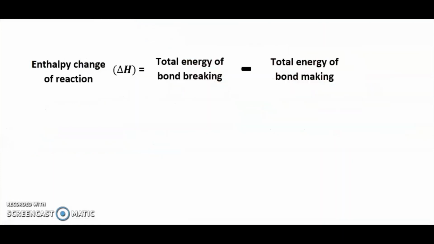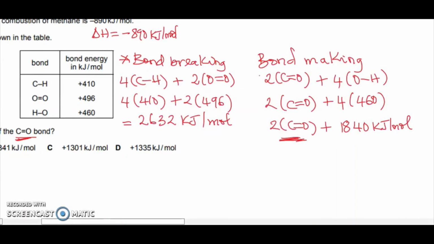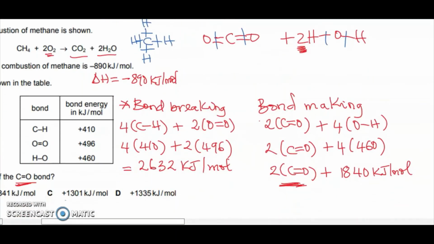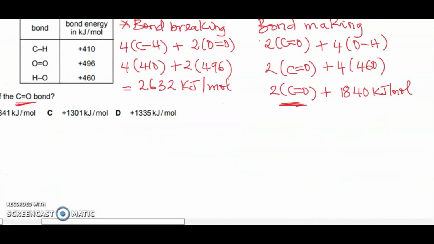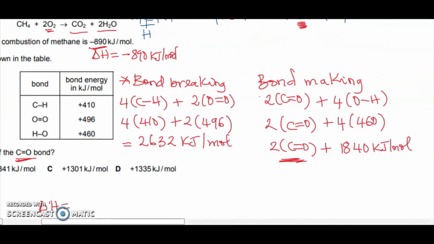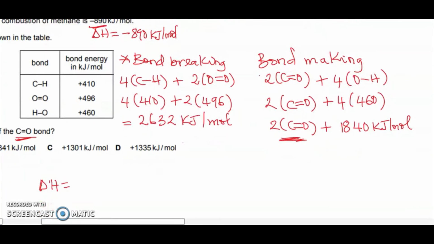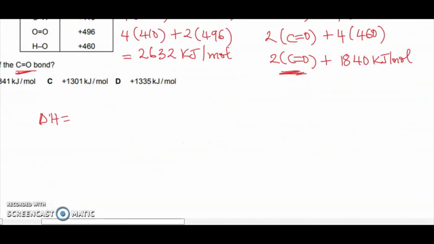Now, coming back to our formula, enthalpy change of reaction is equal to total energy for bond breaking minus total energy for bond making. We're going to use that formula to help us. Were we given the value for the enthalpy change? Yes, in the question we're given the value. So in this case, our delta H has been given, negative 890 kilojoule per mole. So we can simply go ahead.